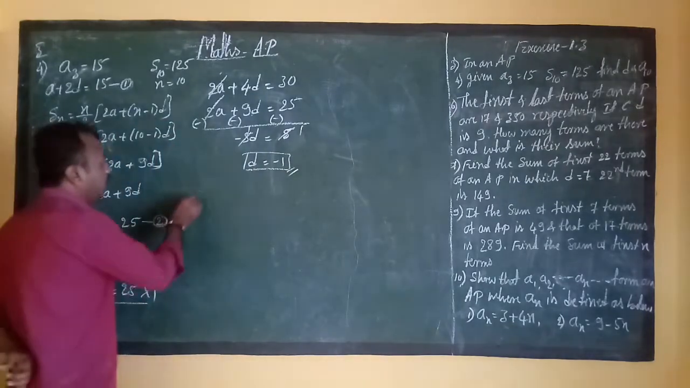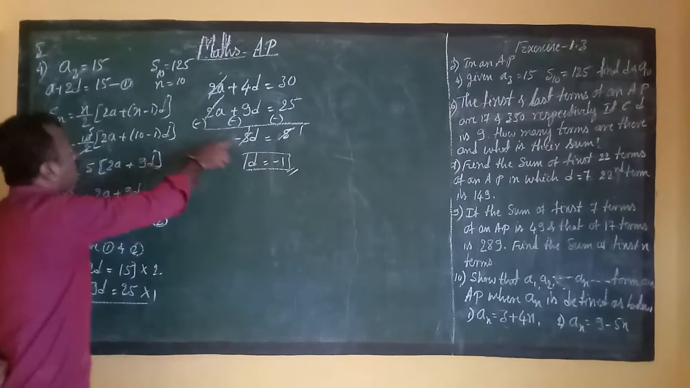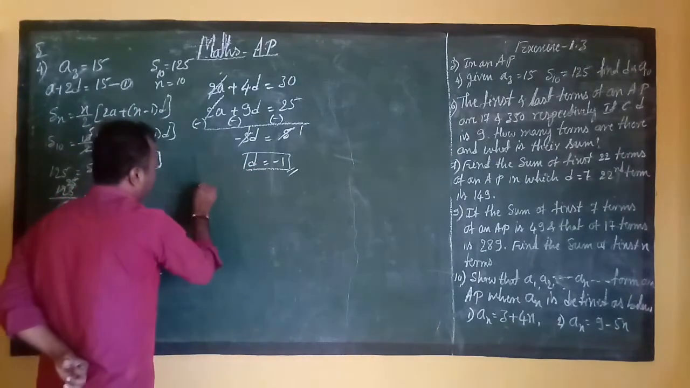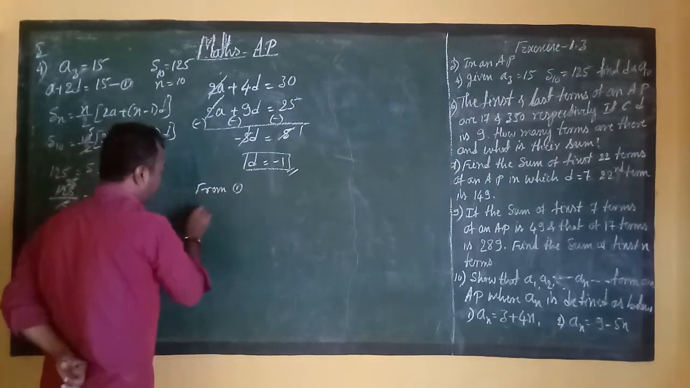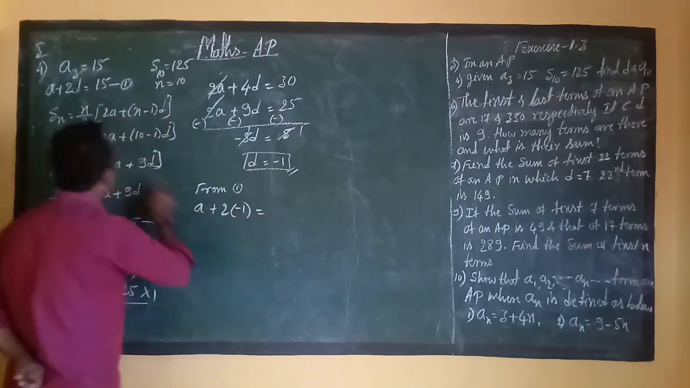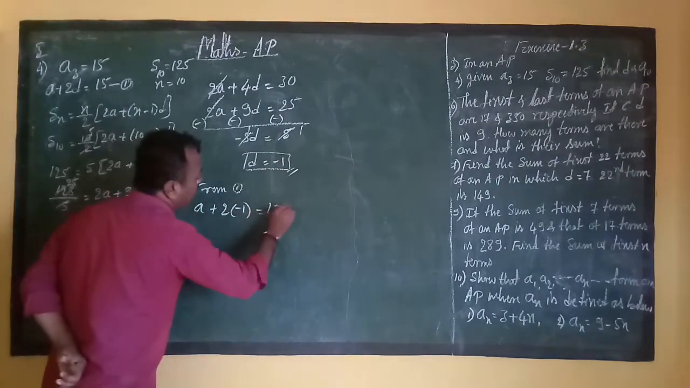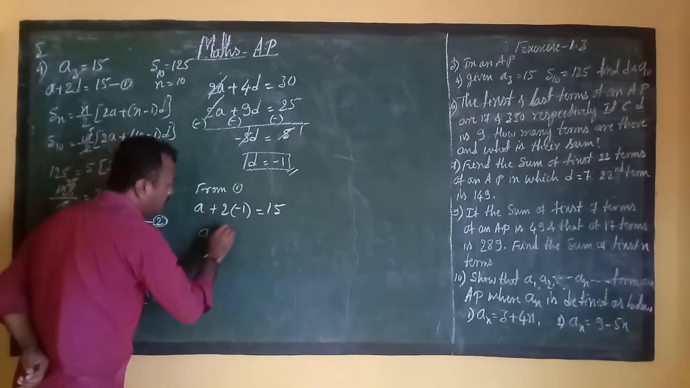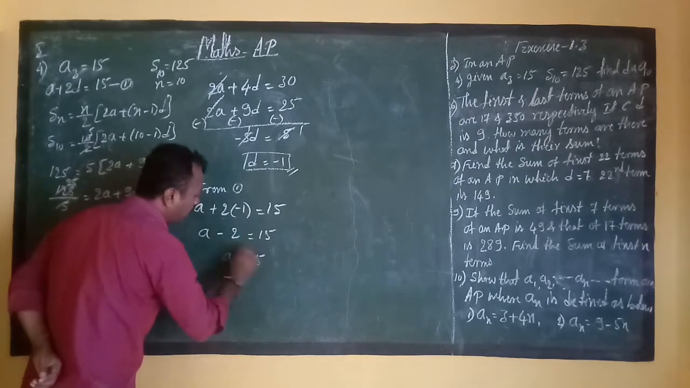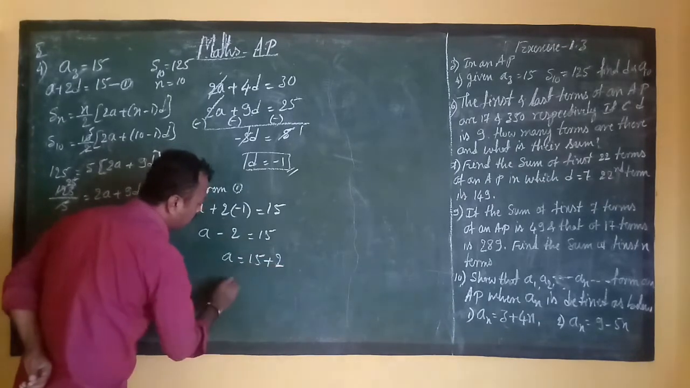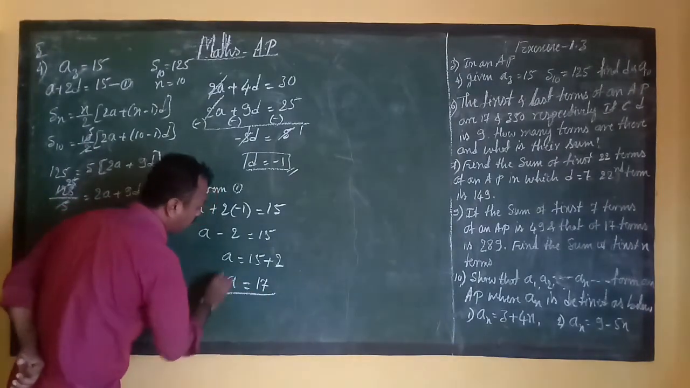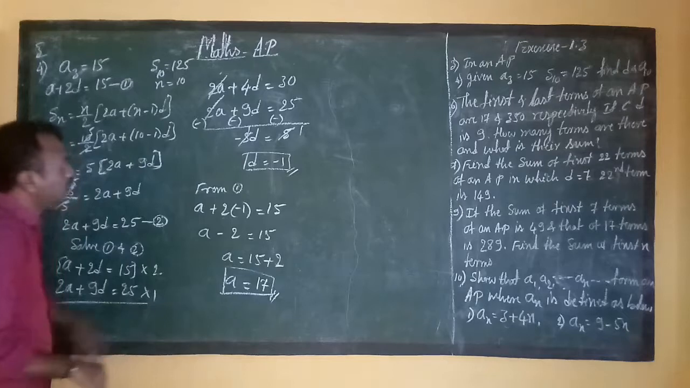Next, we have to calculate a. So this d value we have to substitute in either equation number 1 or equation number 2. I will substitute in equation number 1. From 1, a plus 2 times d, that means minus 1, is equal to 15. Then a plus 2 into minus 1, minus 2 ones are 2, it is equal to 15. So a is equal to 15 plus 2, which is 17. So a is 17 and d is minus 1.